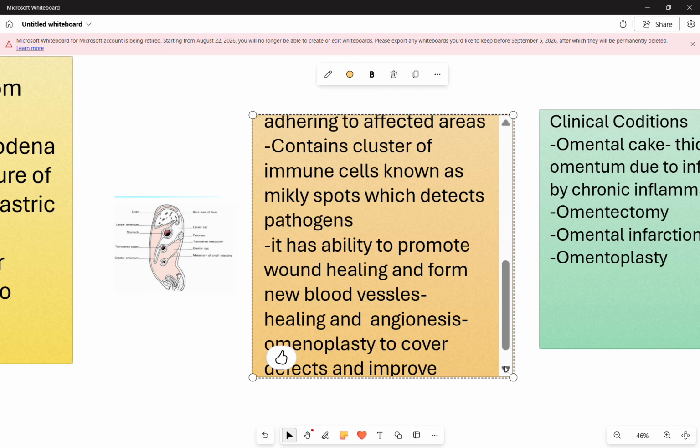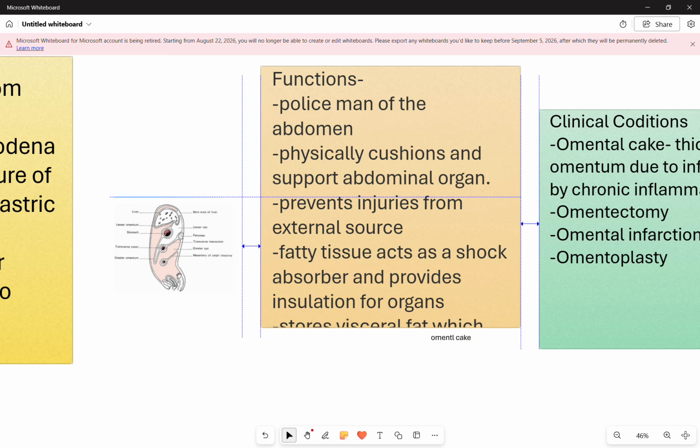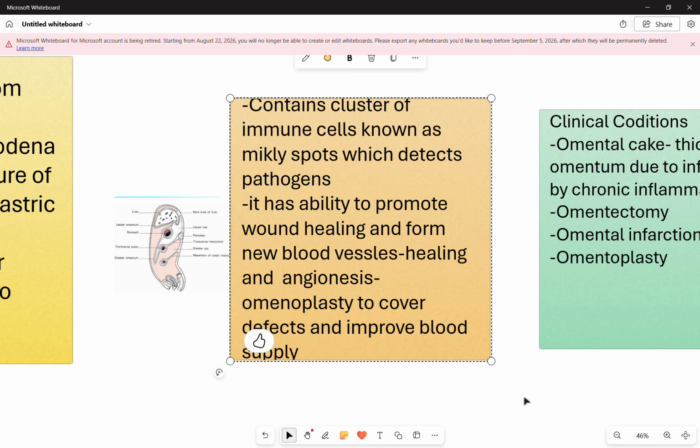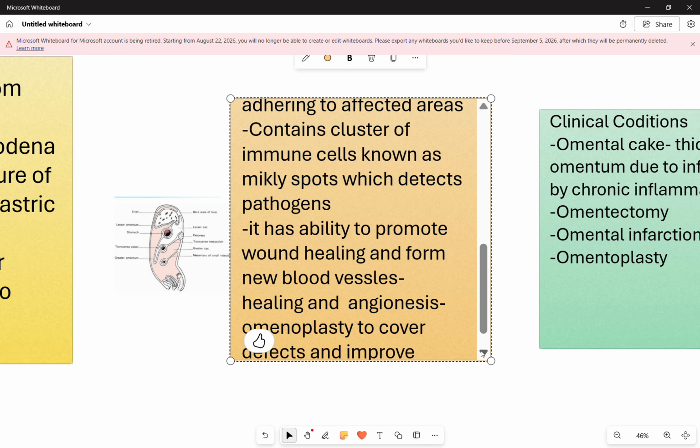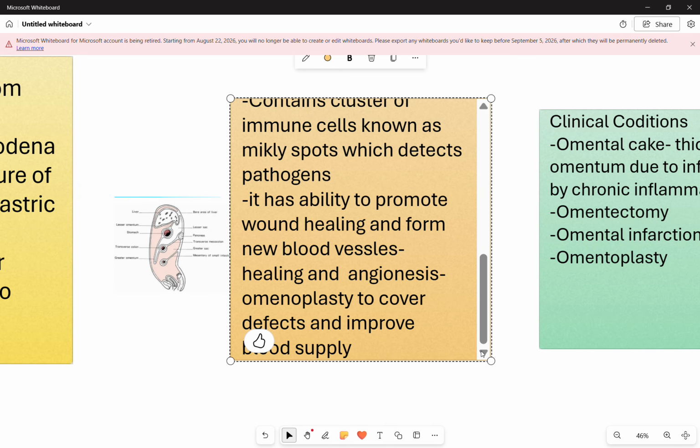The other important function of omentum is it acts as a policeman. It's very mobile, and because of its mobility, it can go wherever there is a problem in the abdomen. For instance, there is acute inflammation of the appendix, or the appendix has perforated, and the contents of the appendicular lumen are leaking out into the peritoneum.